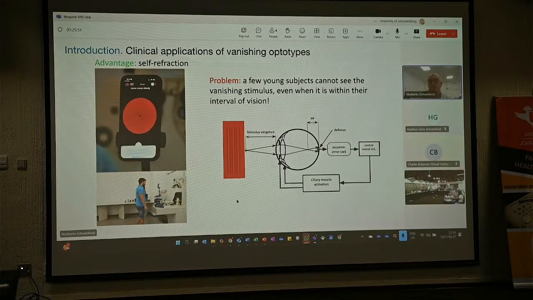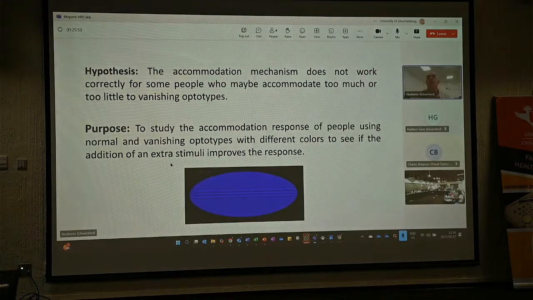So in this case, we have this hypothesis that the accommodation mechanism does not work correctly for some people, maybe because they accommodate too much with the rhythm vanishing all the time. They are always out of focus, they cannot see them. The proposal of the study was to study the accommodation response of several people using normal and vanishing optotypes, in order to see if the accommodation response is different or not. This has not been done so far as we know.